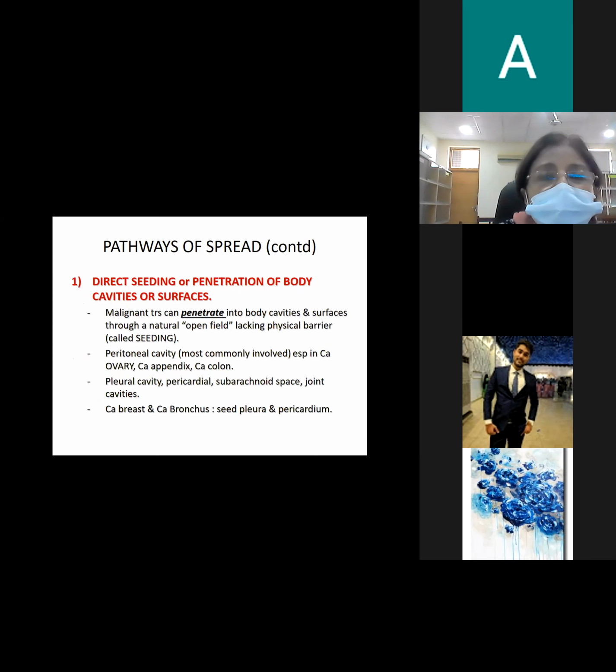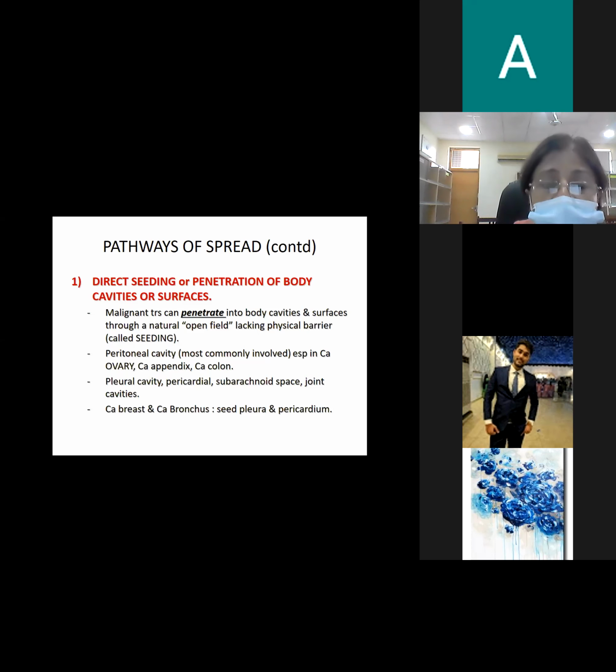So we start with the 5 methods of spread जो अभी हमने करे थे। Number 1 was direct seeding or penetration of the body cavities or surfaces. ठीक है? Malignant tumors यानी कि जो cancers है, they can penetrate, they can invade the body cavities and surfaces through a natural open field which lacks a physical barrier, and that process of penetrating into a body cavity is known as seeding. उसको एक खास नाम दिया हुआ है, that is penetration of a tumor cell into a body cavity, and that is called seeding.